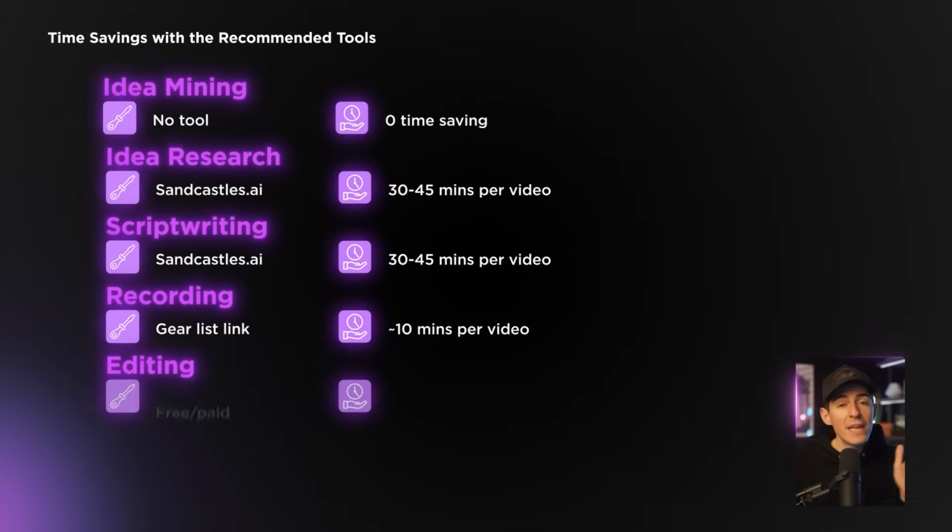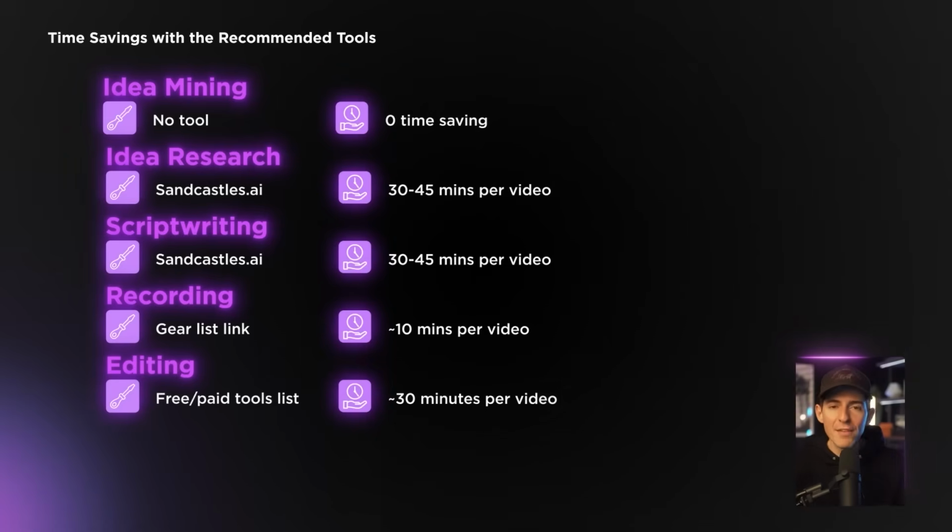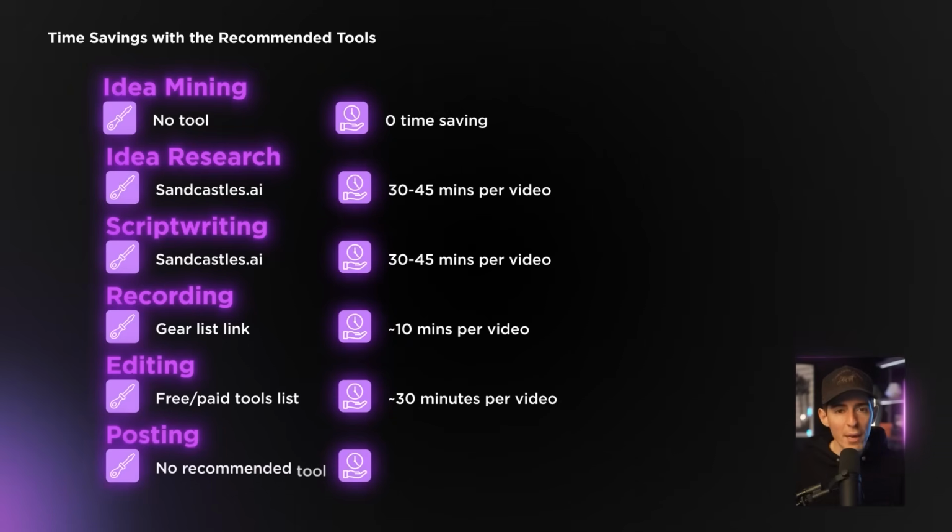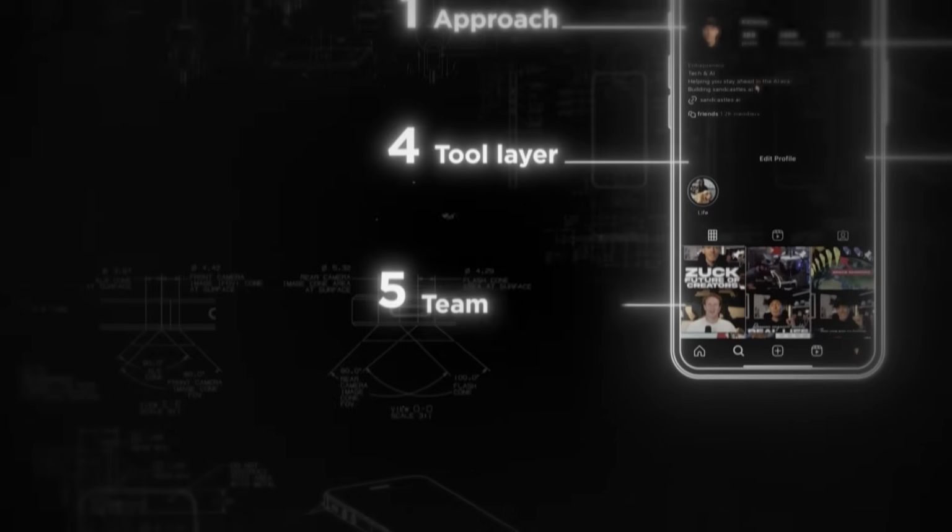For editing, there are free and paid tools in the guide below. These will probably save you 30 to 60 minutes of the 1 to 4 hours. And then for posting, again, no recommended tool, 0 time savings. So for less than $100 a month plus any equipment upgrades, you're gonna be able to save 2 to 3 hours per video in the process just by using those tools.